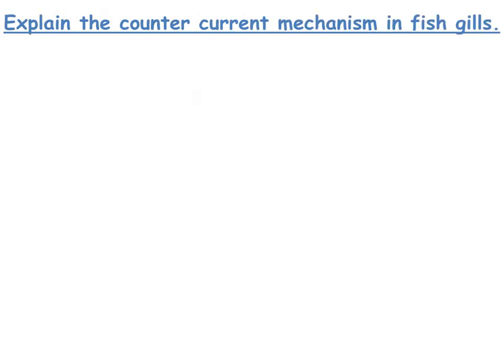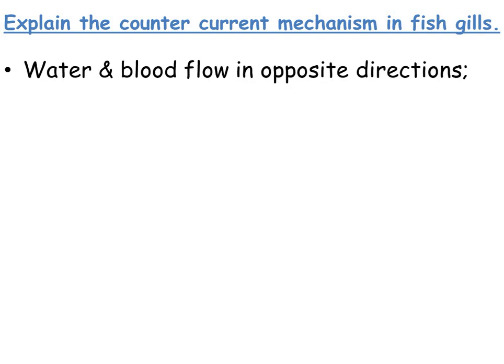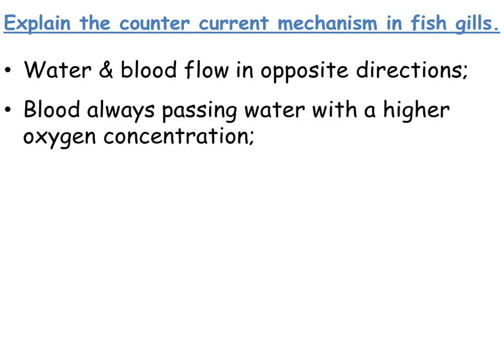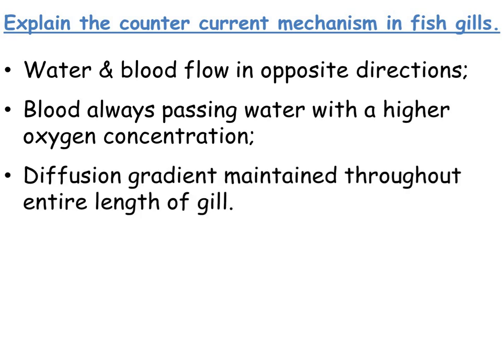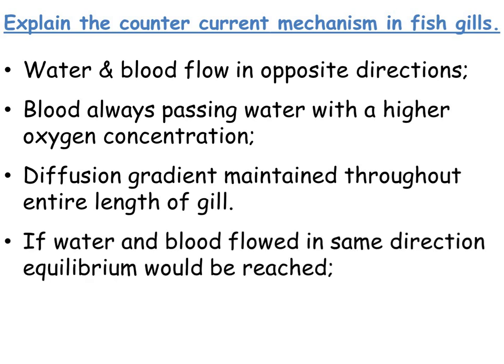Explain the countercurrent mechanism in fish gills. Water and blood flow in the opposite direction. Blood is always passing water with a higher oxygen concentration. The diffusion gradient is maintained throughout the entire length of the gill. If water and blood flowed in the same direction, an equilibrium would be reached.